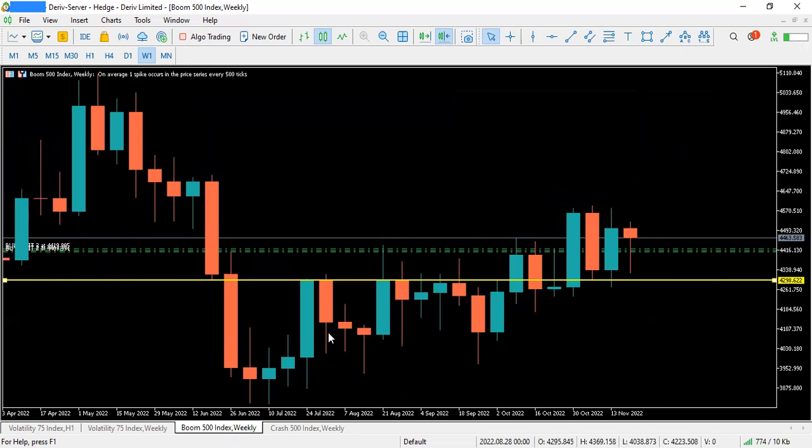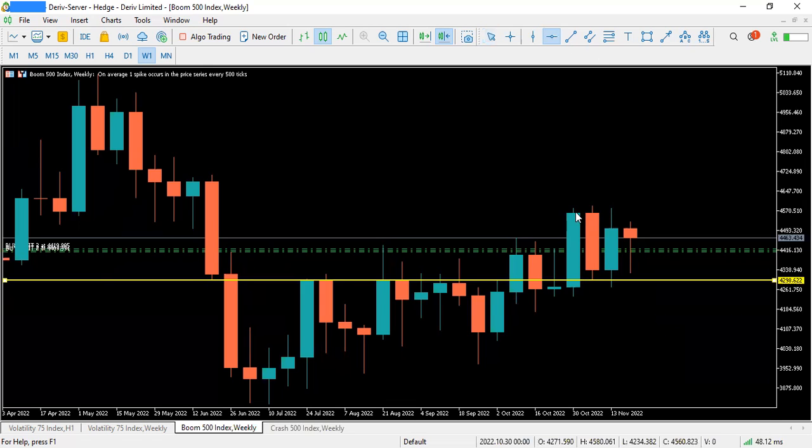Then Boom 500 on the weekly. We had this resistance, broke, came back down, broke again this candle, stayed up, then retested. So break, retest. This candle managed to retest since it didn't break down below. Same as here. This one is now continuing.